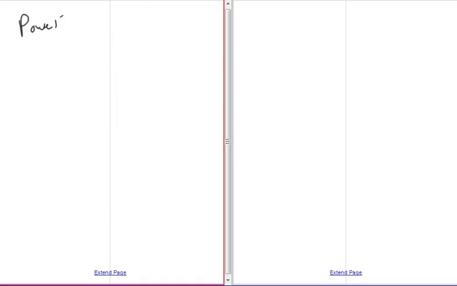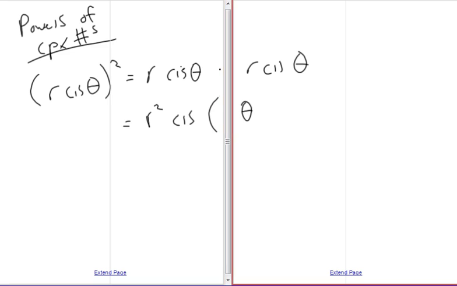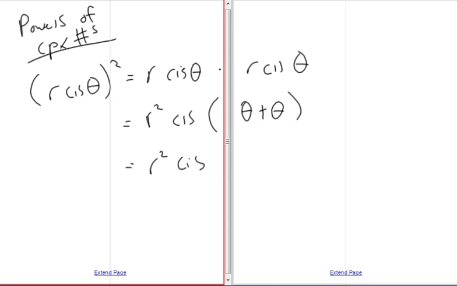Last thing we're going to look at here is when we have a power of a complex number. So we'll start off real basic, r cis theta squared. So we know that's going to be r cis theta times r cis theta. And from our product rule, we saw that would be r squared, because r times r, and then cis theta plus theta. So r squared cis 2 theta.